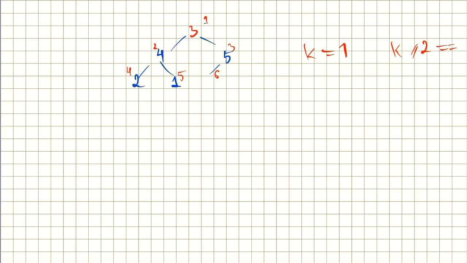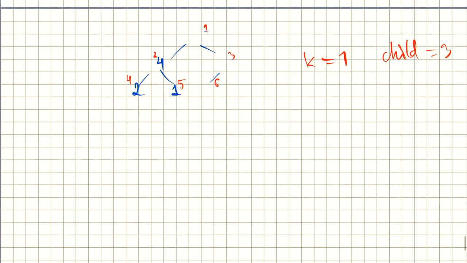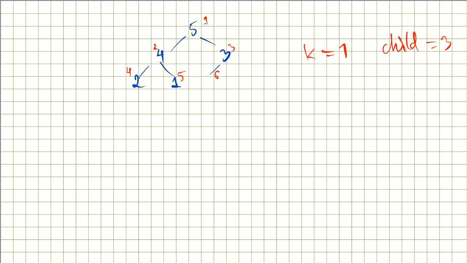And the largest child, according to our procedure, will be 5. It should be element 5, but the index of the largest child should be 3. So there should be this variable child we created. It will be 3. And now we compare these two elements, 3 and 5. The invariant doesn't hold, so we swap them. 5 is moved here, and 3 is moved here.